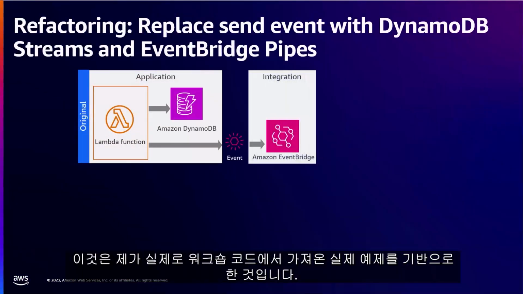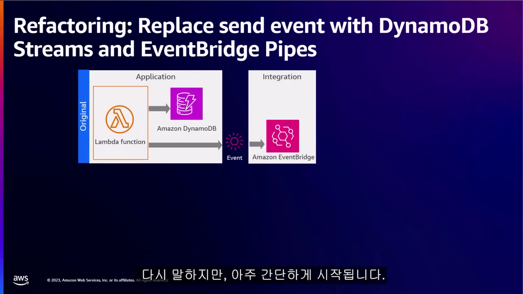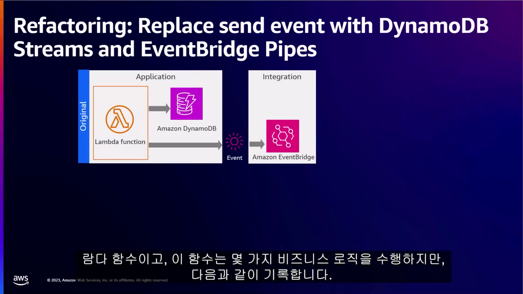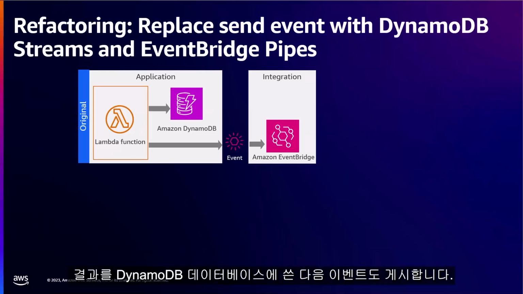So this is based on a real example that I actually took out of some workshop code, and again, it starts very simple. It's a Lambda function, and that function does some business logic, but then it writes the results to a DynamoDB database, and then it also publishes an event.